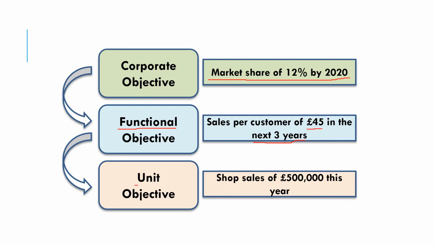And what might this mean for the individual team or unit? It might mean that a shop has to have sales of £500,000 this year. So again, we have this idea, we have a mission statement at the top flowing down through aims and objectives, getting increasingly more detailed, but less strategic.